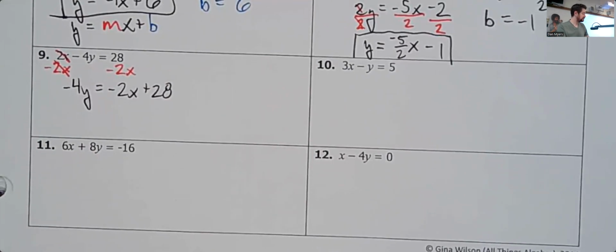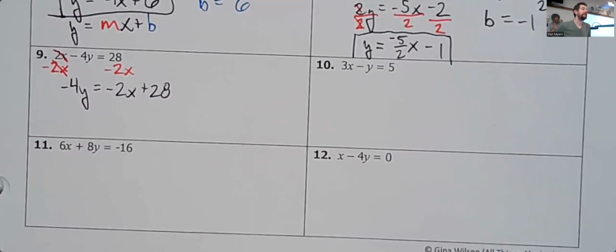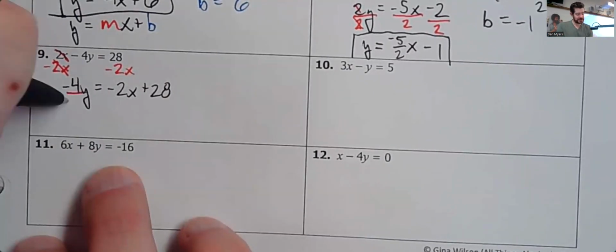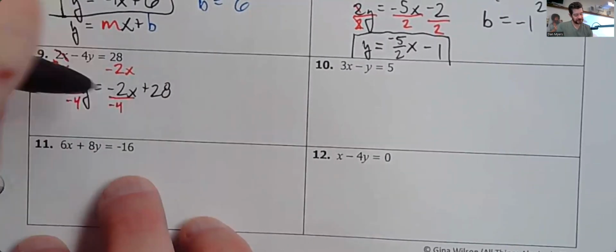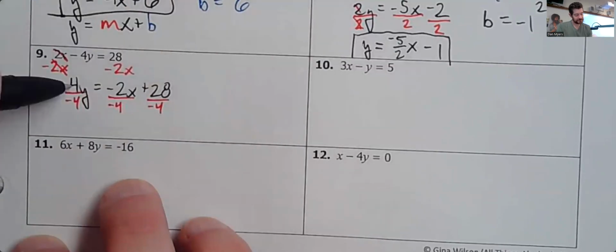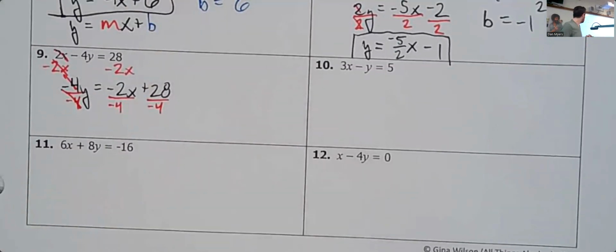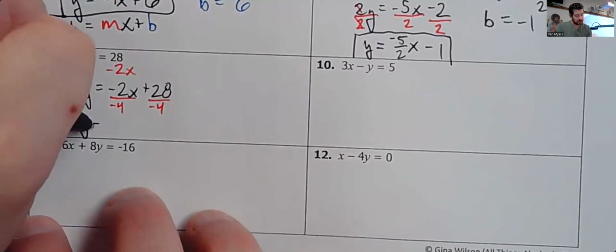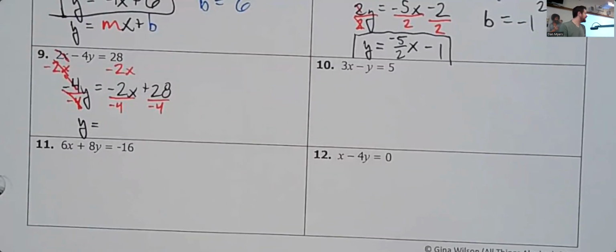What's our next step? Right. Divide by -4. Everything gets divided by -4. Good. All right, now we got y on the left, which is what we want, equals, what is -2 over -4 reduced to? Positive 1/2.